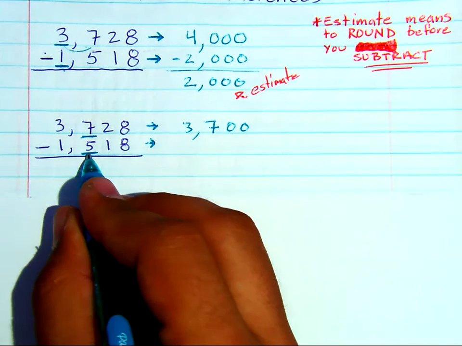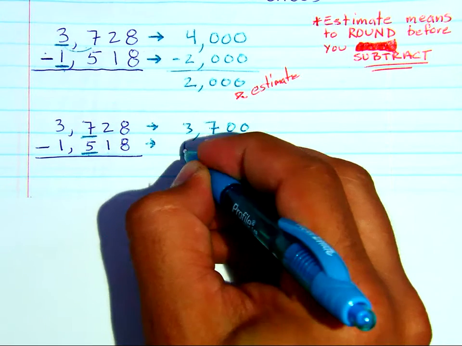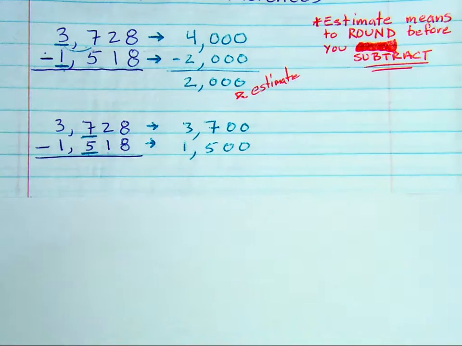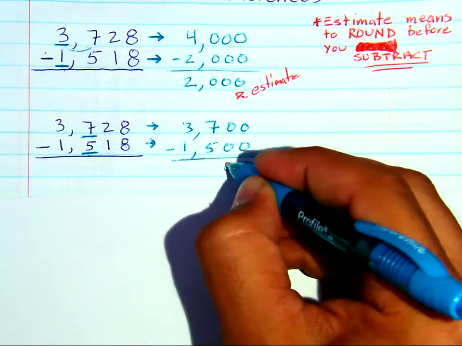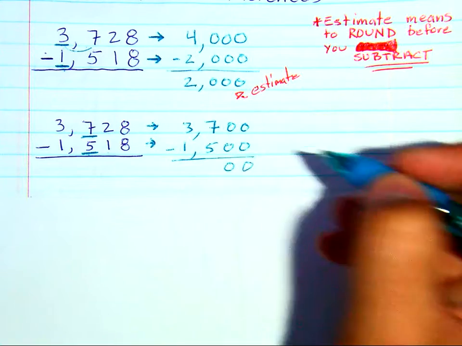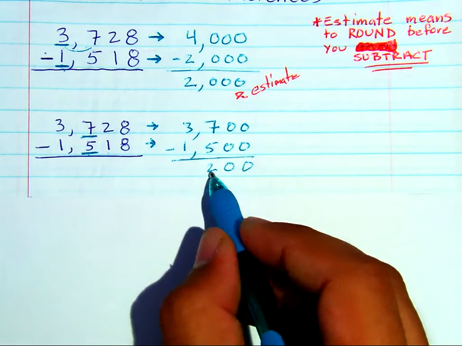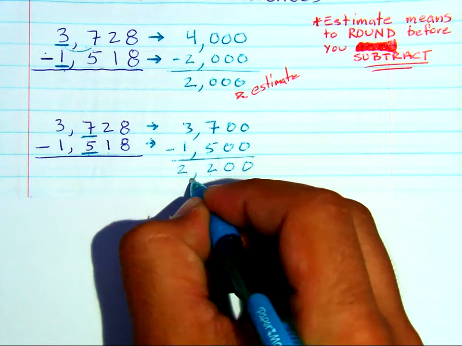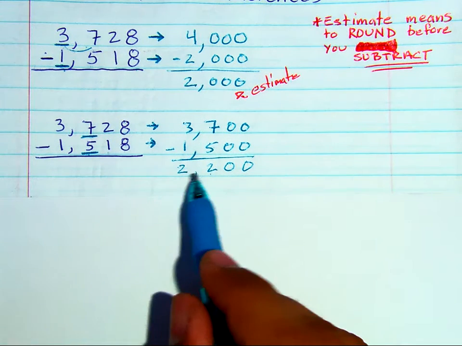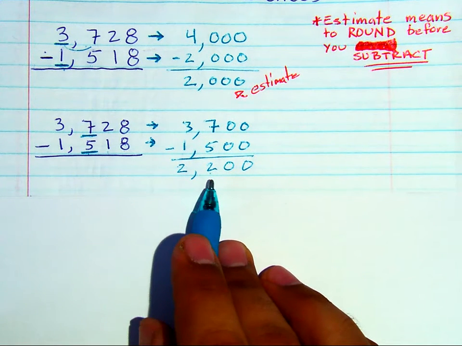1,518. Find your place, the hundreds. Look next door. It's not 5 or greater, so it stays the same. And when you subtract these two numbers, we don't have to worry about these zeros, the ones or the tens. We now only subtract the hundreds. 7 minus 5 is 2. And 700 minus 500 is 200. And 3,000 minus 1,000 is 2,000. So 2,200 is a better estimate because it's closer to the real answer.